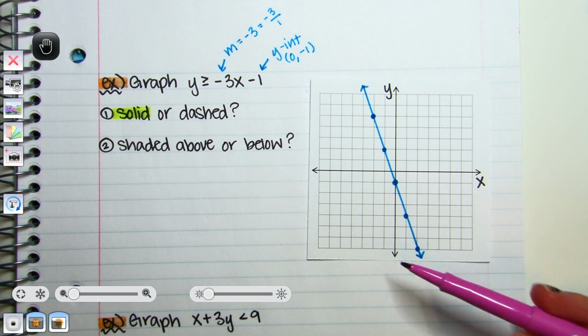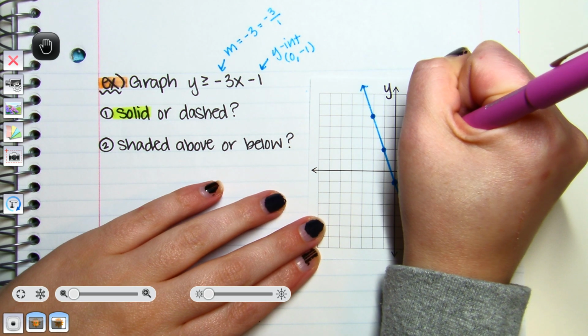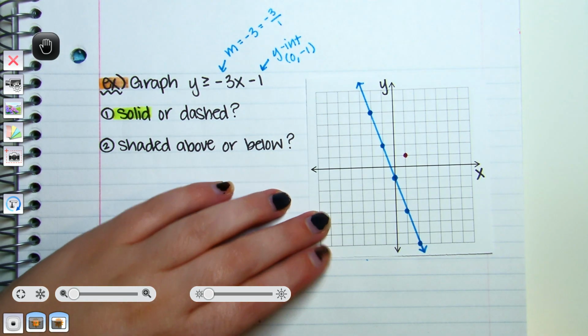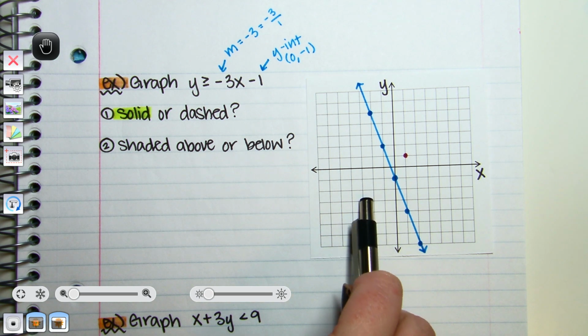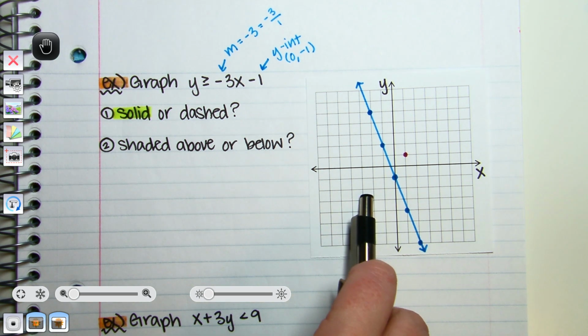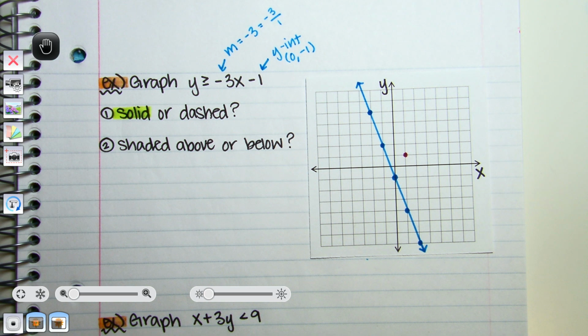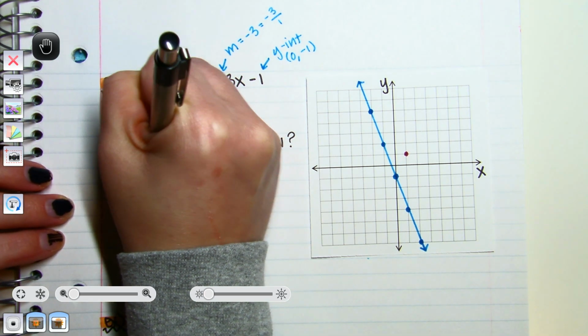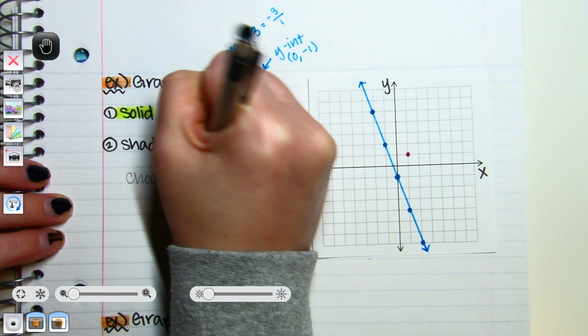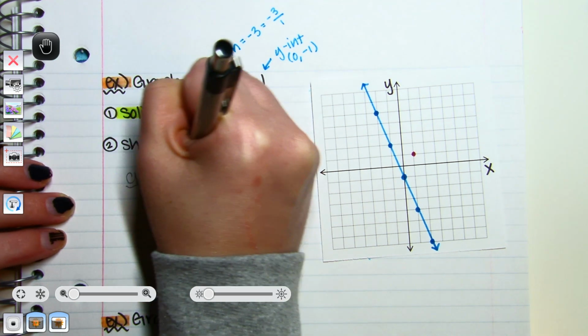So I'm going to choose a different point. I'm going to choose 1, 1. That one's a little bit more obvious that it is not on the line. If I knew that everyone was using a grid that looked like this and their graphs look like that, I would have chosen 0, 0 again. All right. So we are choosing 1, 1.